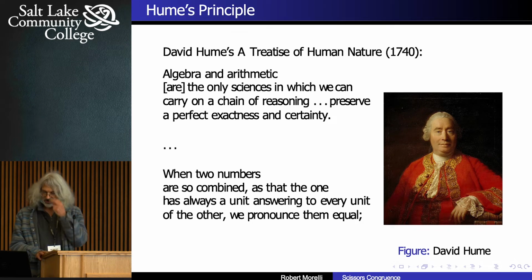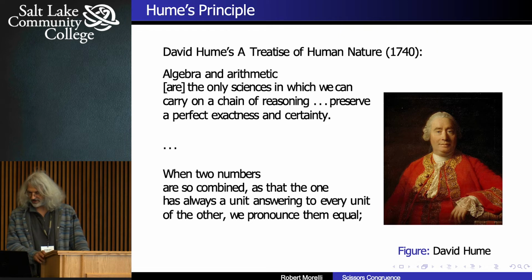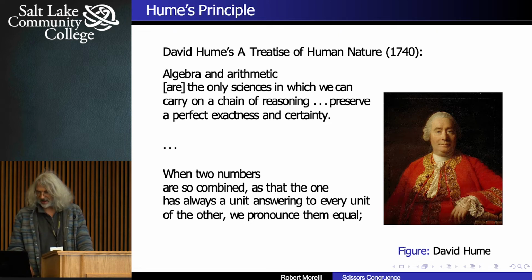Hume is by many considered a kind of rock star in the world of philosophy. He doesn't look like a rock star, but that's how they looked in those days. So he, in his treatise on human nature, writes, "Algebra and arithmetic are the only sciences in which we can carry on a chain of reasoning and preserve a perfect exactness and certainty." Okay, he's doing well so far.